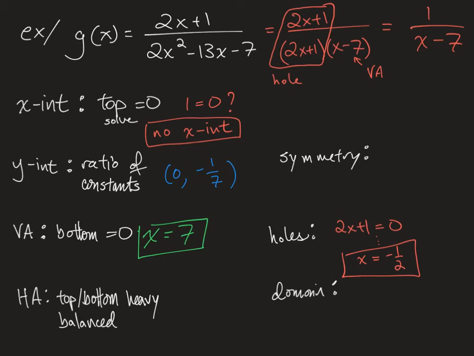Let's see, the horizontal asymptote also works in any of these fractions. You'll notice the original is bottom heavy. And after you reduce, the new fraction is also bottom heavy as there are no x's in the numerator. So the horizontal asymptote here is y equals 0.